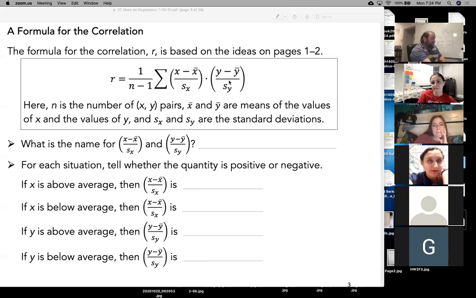What if it's the other way? What if it's like this? Opposite. So a lot of negative numbers. Then there's going to be a lot of negative numbers in the sum, and the correlation is going to be negative, correct?